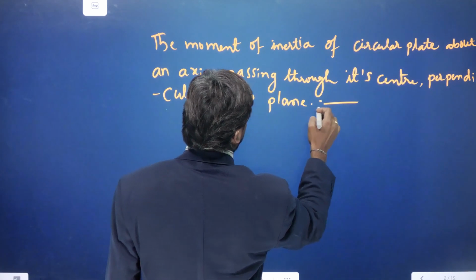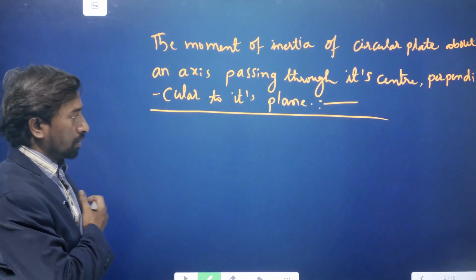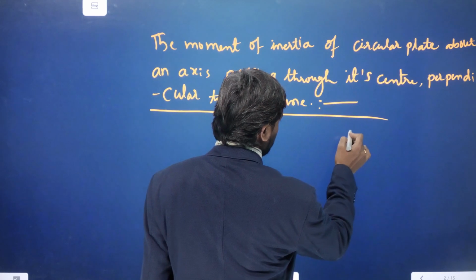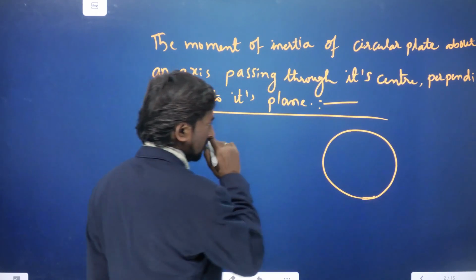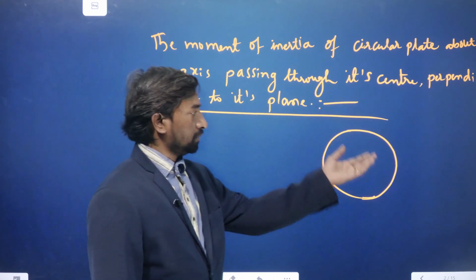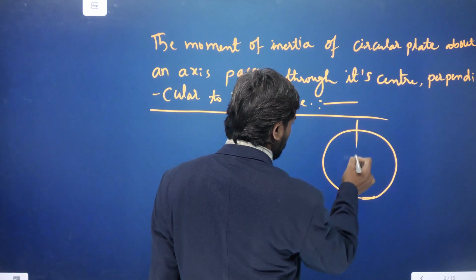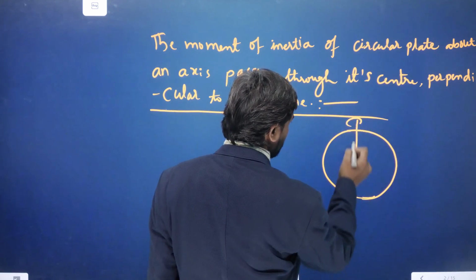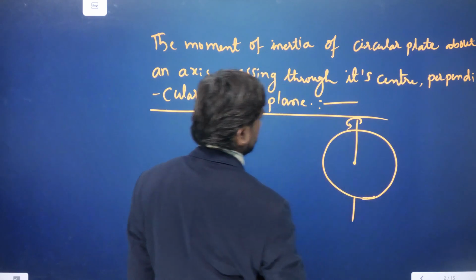Perpendicular to its plane. Now the circular plate. So we will consider a circular plate like this. Circular plate means throughout the area of this plate, the mass will be present. Now it is rotating about this axis. This is the center, and about this it is rotating.